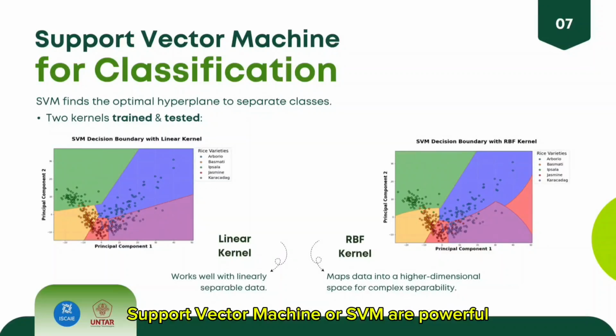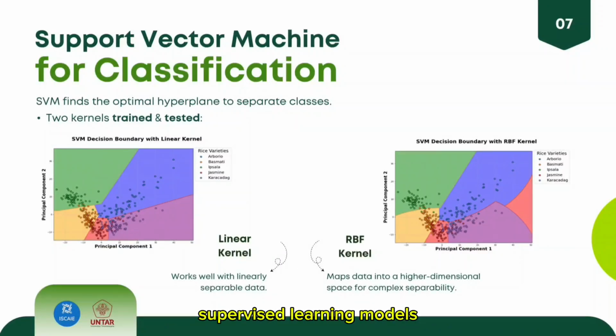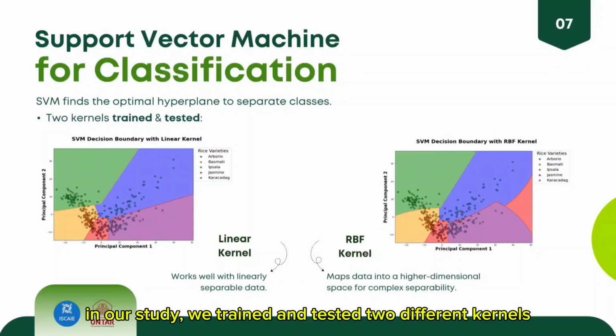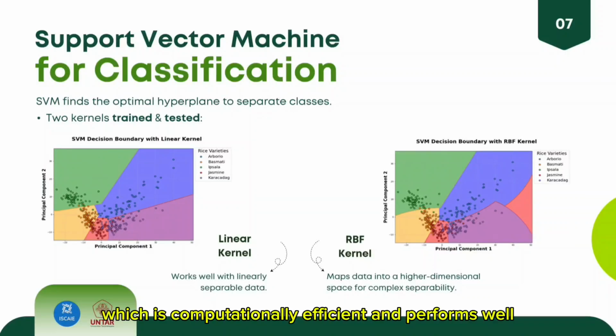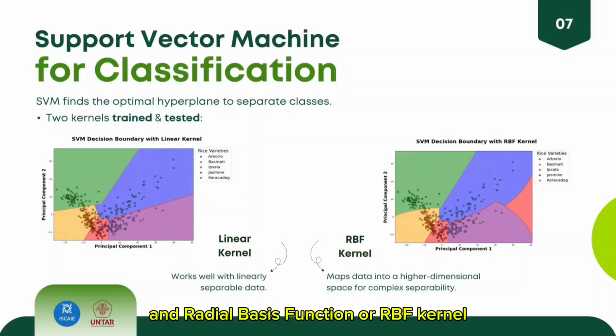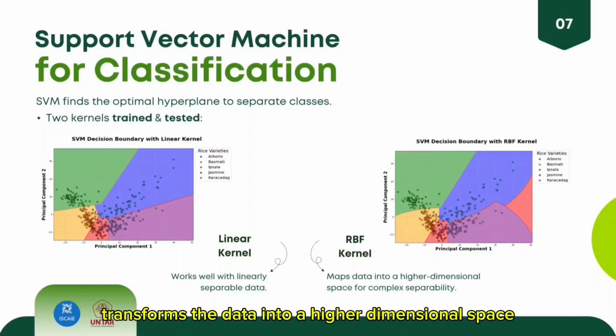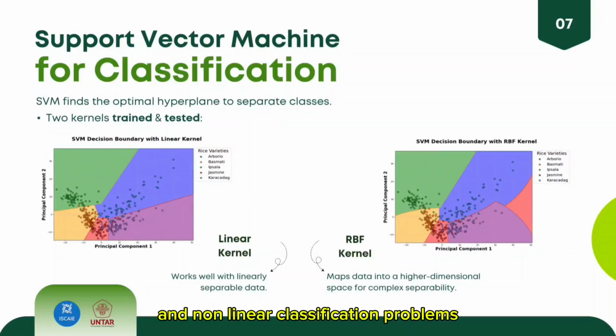Support vector machines, or SVM, are powerful supervised learning models that find the optimal hyperplane to separate different classes. In our study, we trained and tested two different kernels. That is the linear kernel, which is computationally efficient and performs well when the data is linearly separable, and the radial basis function, or RBF kernel, which transforms the data into a higher dimensional space, making it better suited for complex and nonlinear classification problems.